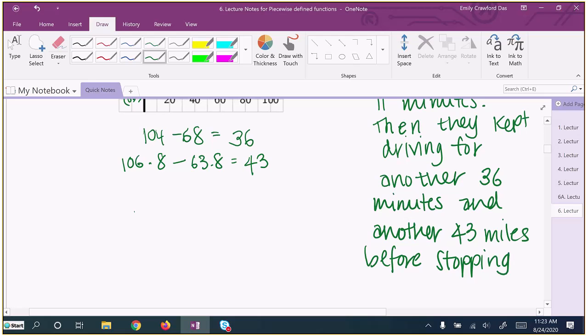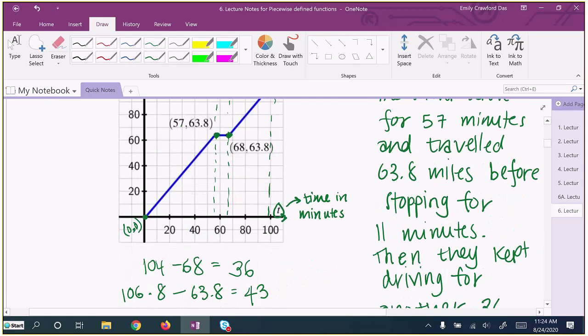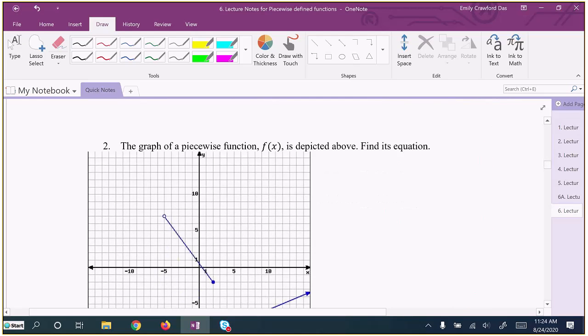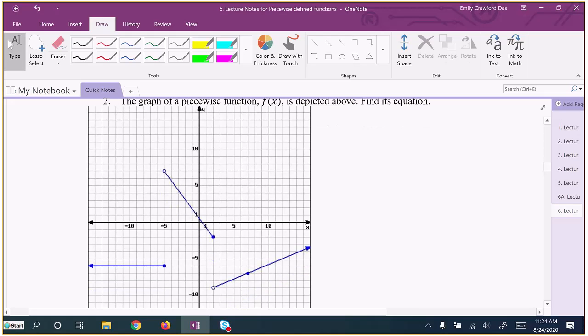Then I noticed that at the point (104, 106.8), it looks like we have another flat piece. So I'm just going to say before stopping again, because it looks like they stopped again, and we're not sure why. That's fine. Okay, that would be plenty of information. You could also include that they were driving east on Highway 46 away from the town, but the important part is really that analysis of what's going on from the picture.